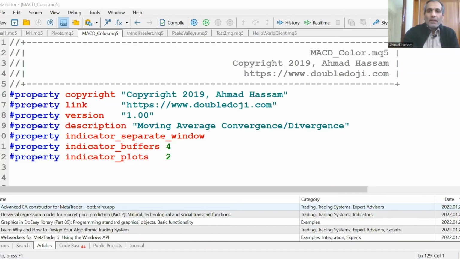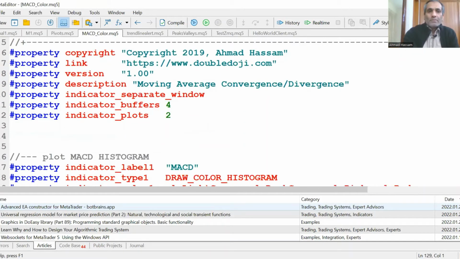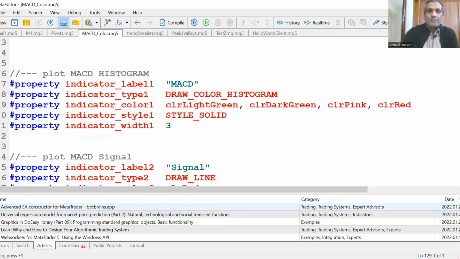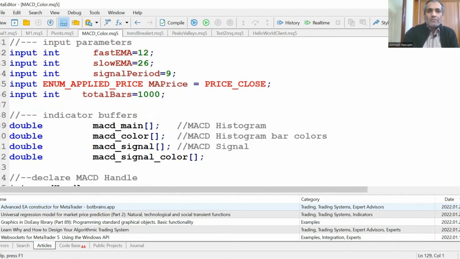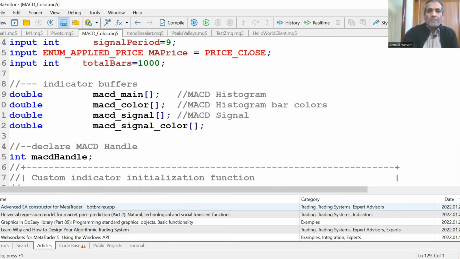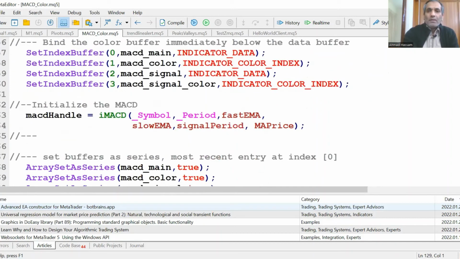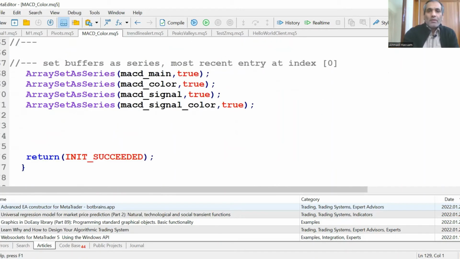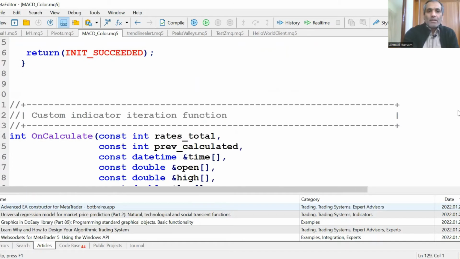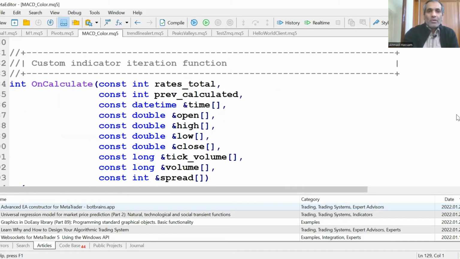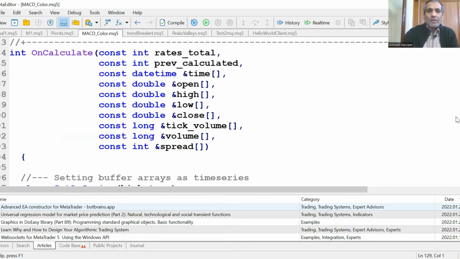I have coded this MACD color indicator in MT5. See? This is that MACD main color, signal color. I will provide a link in the description. You can download it. I'll provide both MT5 and MT4 versions. This is that MT5 version. This is on calculate function, which calculates on each tick.